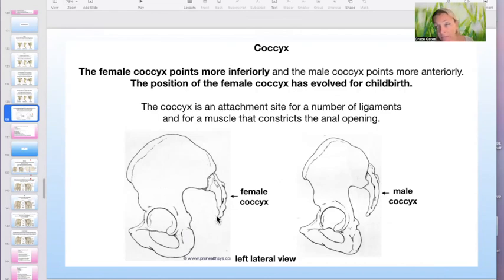You want the opening to be as big as it can be so that baby can get out. As it is, it's a very tight fit. I can say that from experience, okay? I was an obstetrician, so it's a very tight fit, and any little bit helps. So that's a difference there between the female and the male pelvis.